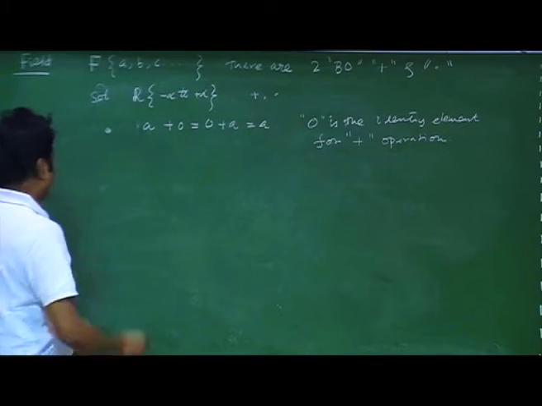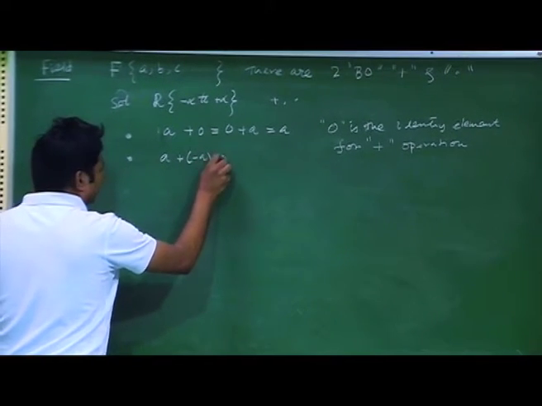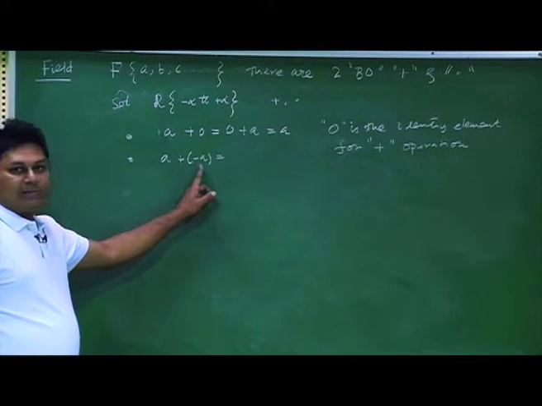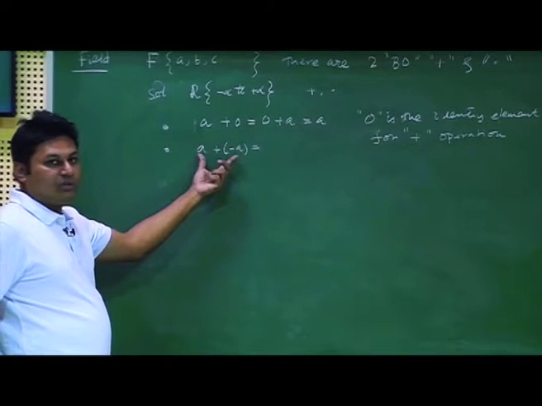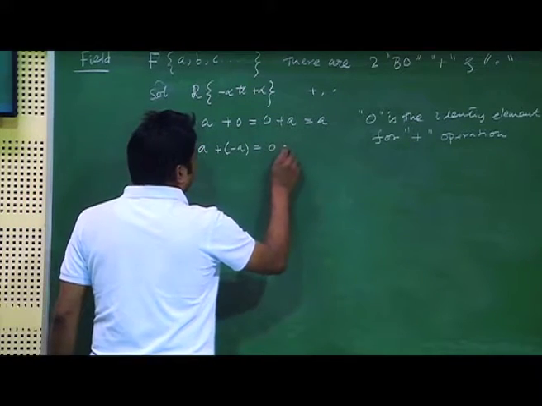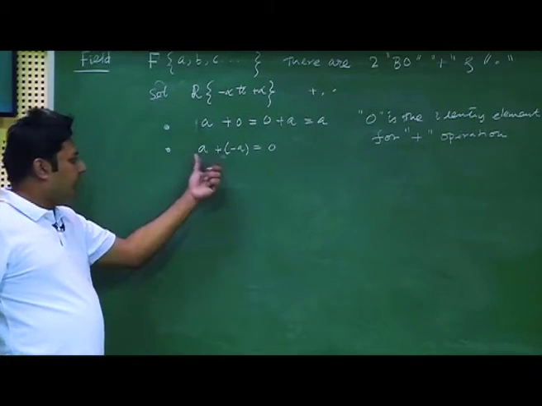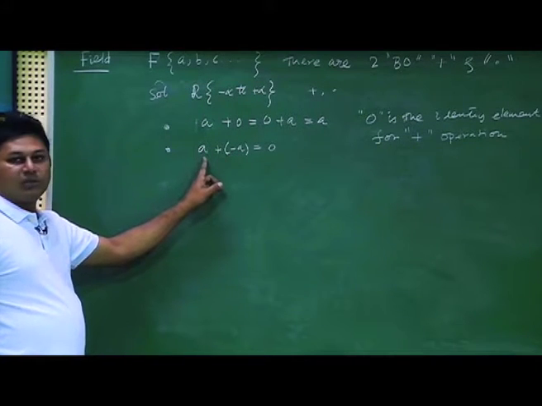Fine. Now, what about the inverse? It is quite trivial that if I take A and I take minus A, which is again a quantity in the real numbers, whatever A you think, 1, 2, 3, 4, 5, 6 according to your choice, then I will have this. So, minus A is the inverse of that particular element.